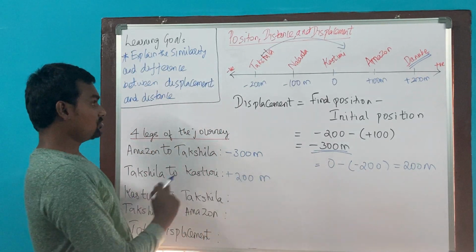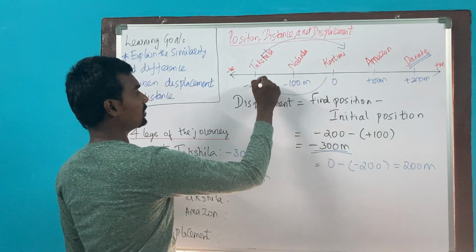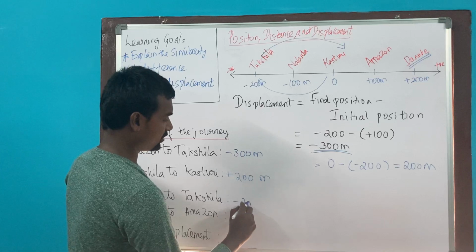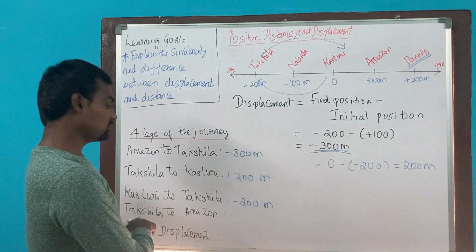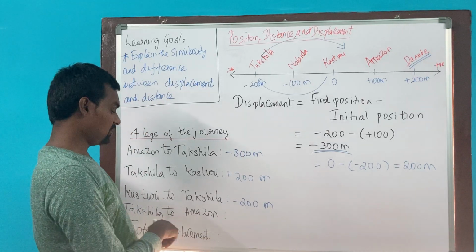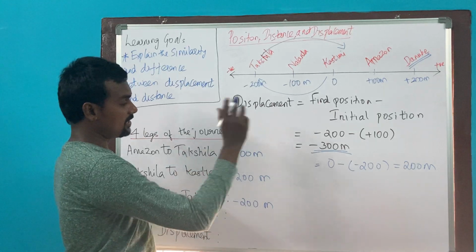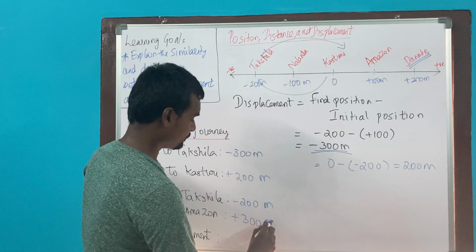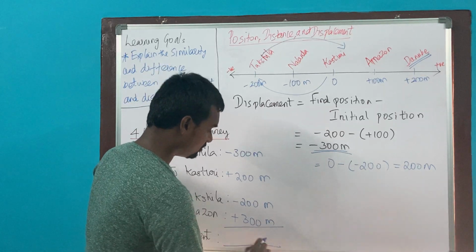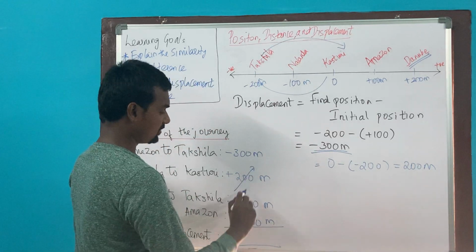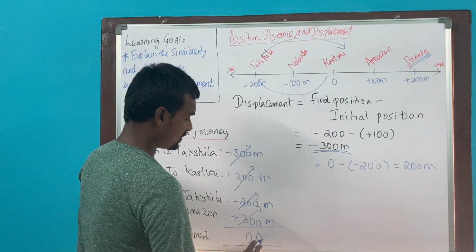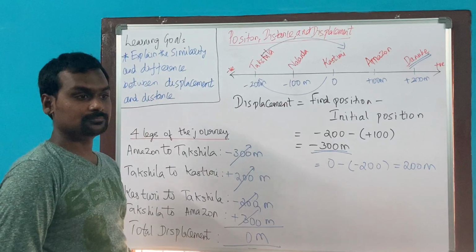The next leg is going back from Kasturi to Tuxedo. If you quickly realize, the displacement has to be minus 200 meter. And the fourth and final leg is Tuxedo to Amazon. That has to be just the opposite of the first, which is plus 300 meter. If you find the total displacement, you can see that these two cancel out and these two also cancel out. So you get the displacement to be 0 meter.